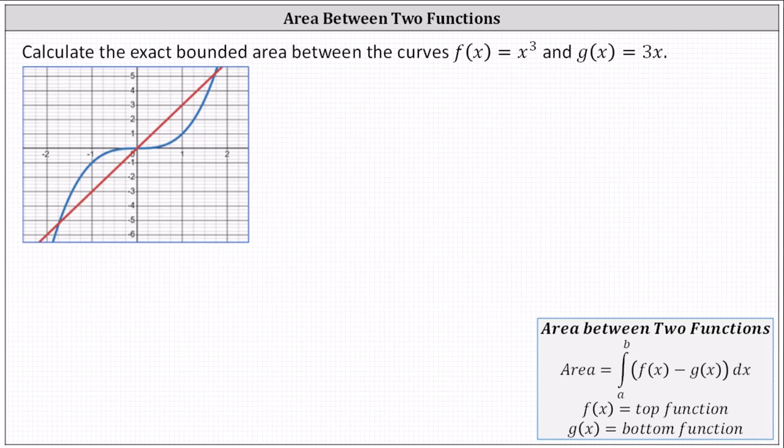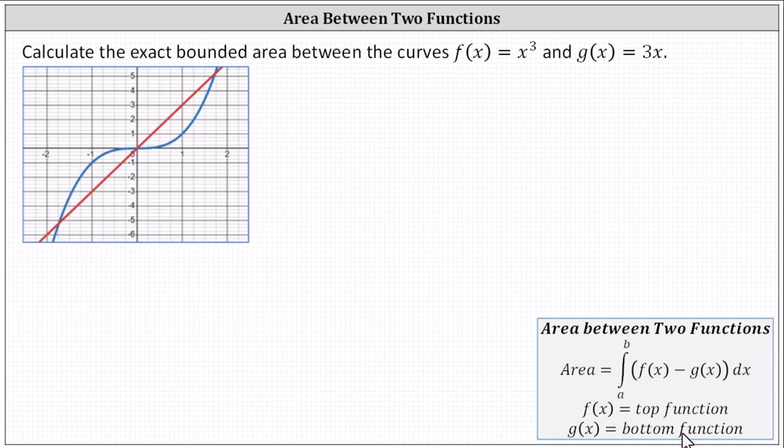We want to calculate the exact bounded area between the curves given by f of x equals x cubed and g of x equals 3x. To determine the area bounded by two functions, we use the formula shown below, where the bounded area is equal to the integral from a to b of f of x minus g of x integrated with respect to x, where f of x is the top function and g of x is the bottom function.